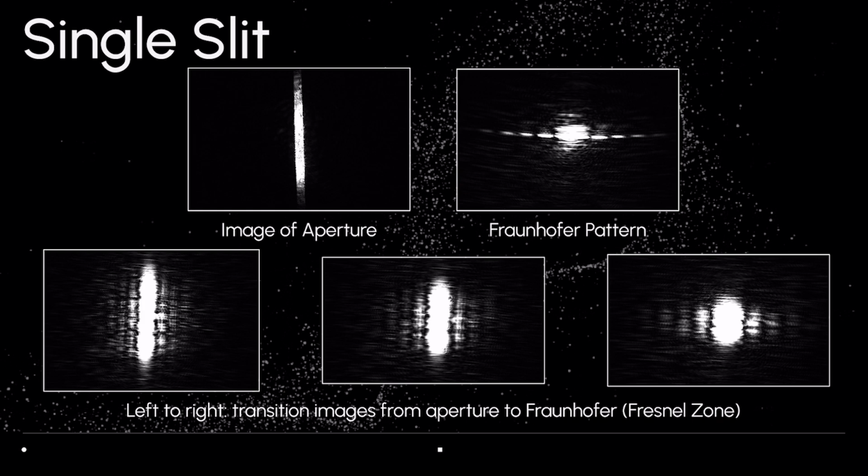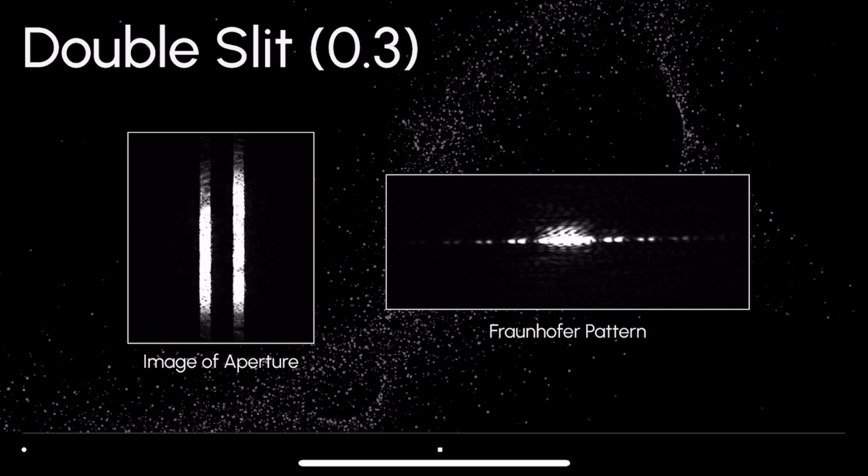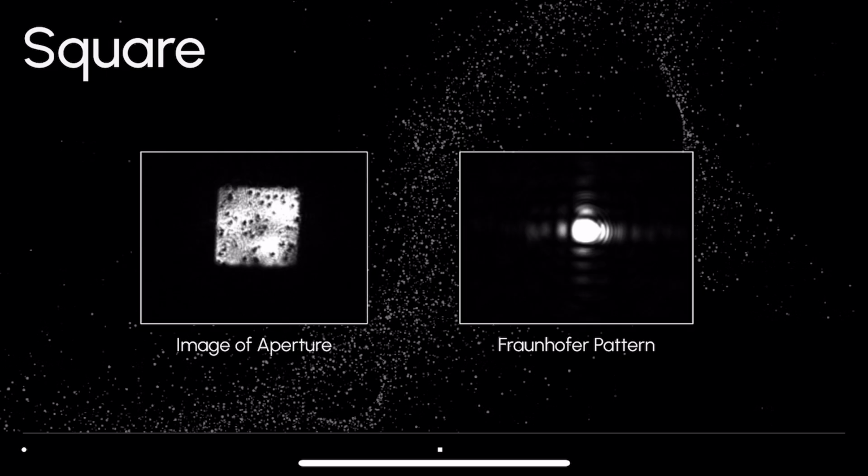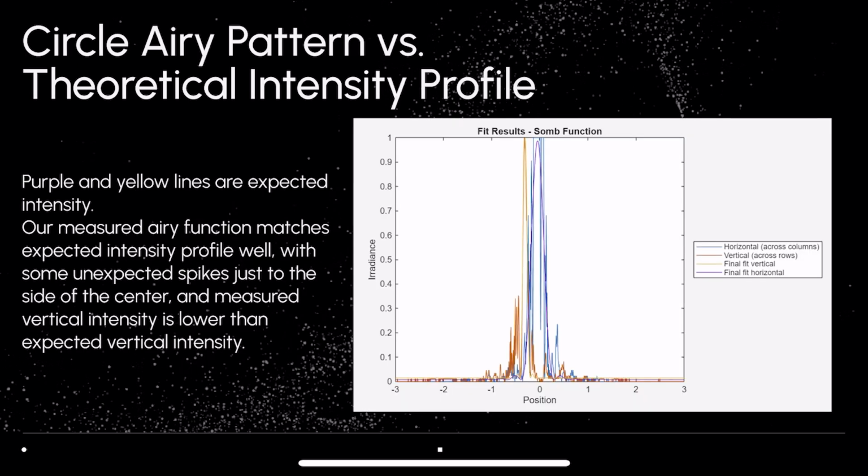Here are our results for the single slit, and on that second row there we can see the Fresnel zone as it transitions from the aperture to the Fraunhofer. Here's the double slit. Next size up double slit, and then our largest double slit. And we can see as the slit spacing increases, the distance between bright fringes decreases. Here's the triangle, square, circle with the area pattern on the right.